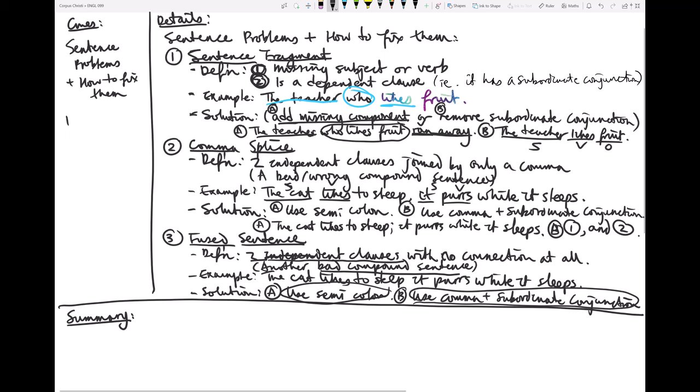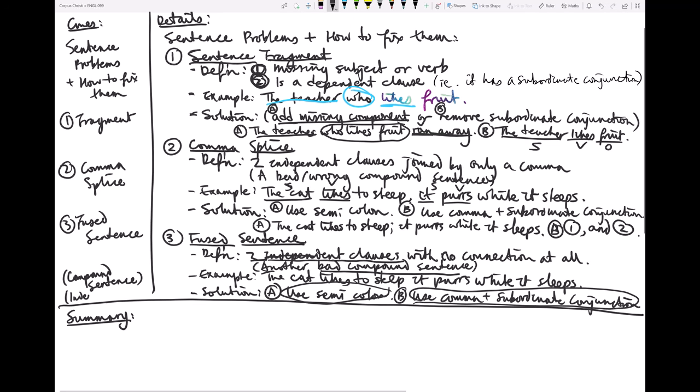Okay, so we have sentence fragment or fragment. Number 2, comma splice, and number 3, fused sentence. And if I want to remember how the second and third error works, I might write myself compound sentence or independent clauses just to help me remember.